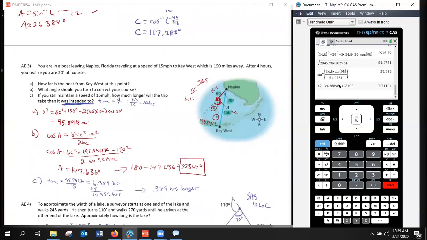So I hope you enjoyed this section of the law of cosines. I really enjoyed all of the applications to trigonometry. It's just a lot of fun for me.